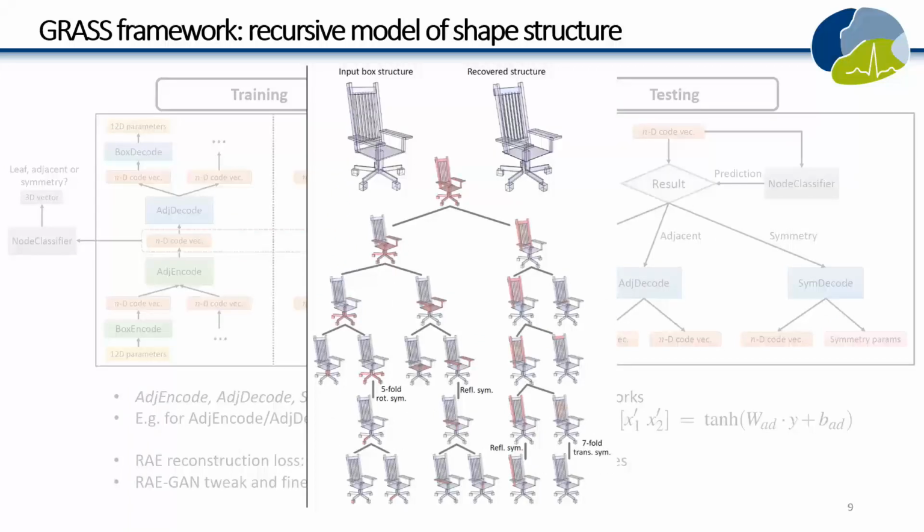Here is an example of what happens. On the left side, you have the input structure, right side, the recovered structure, and the tree. This is a tree-like representation of this process of merging or splitting structures. This is what the authors show in the paper. It's relatively intuitive. It follows some of the things that as a human you would judge as a good hierarchy.